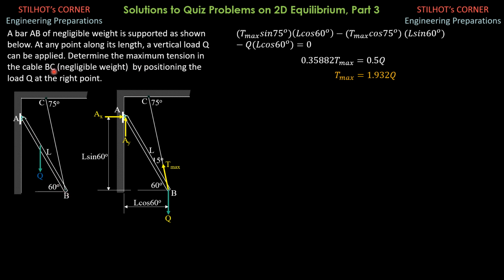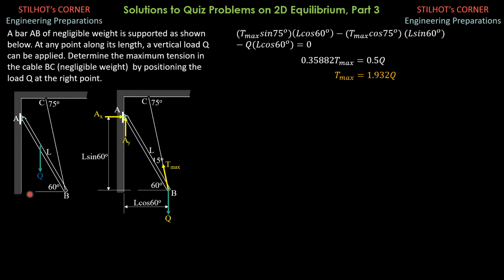Determine the maximum tension in the cable BC with negligible weight BC by positioning the load Q at the right point. So we position Q in such a way that we satisfy the condition that the tension in this cable BC should be maximum. And common sense dictates that the position of Q to maximize the tension here should be away from A so that its moment arm is greatest.